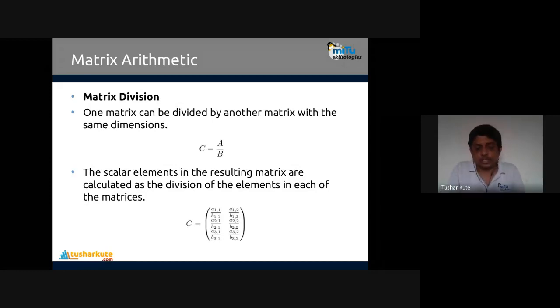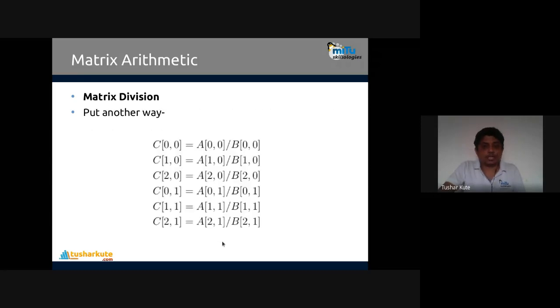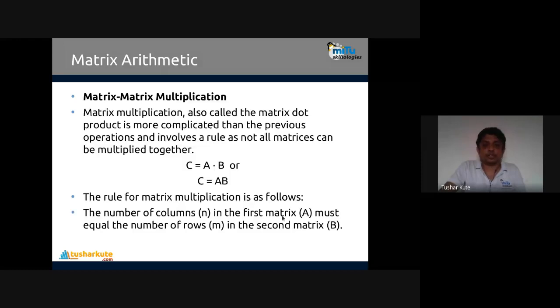And the fourth operation is matrix division. One matrix can be divided by another matrix with the same dimensions. Again, one-to-one division is there. The scalar elements in the resulting matrix are calculated as the division of the elements of each of the matrices. So C is written over here the same way: A11 divided by B11, A21 divided by B21, A31 divided by B31, like that. This is how the matrix division operation is possible.